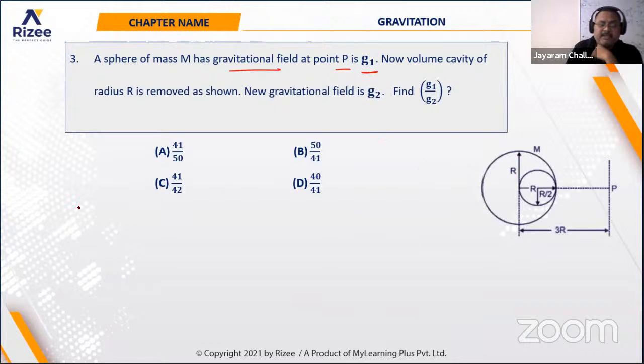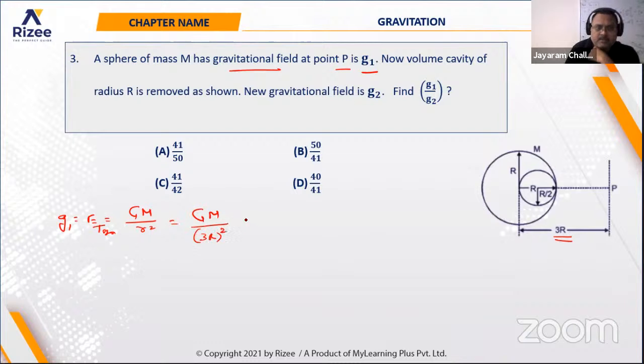Because of the entire sphere, it is G1. So G1, or gravitational field E1 or E total, is equal to the formula GM by distance small r square. Small r is nothing but 3R from the center. So it will be GM by 3R whole square, which comes out to be GM by 9R square. This is the value of G1.